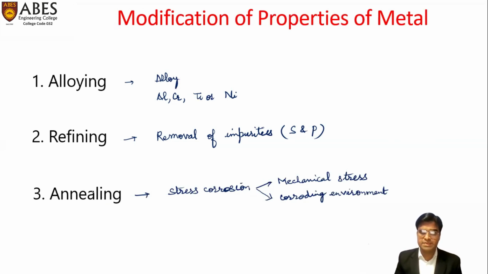So annealing is basically the heat treatment which removes the residual stress from the metal structure so that it does not undergo corrosion in the corroding environment. So stress corrosion is prevented.